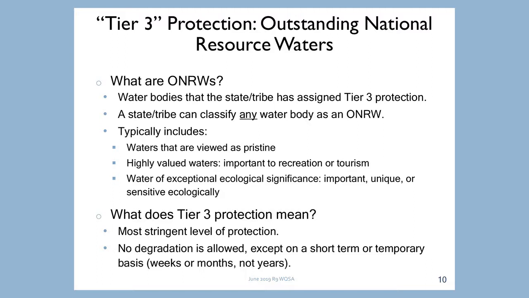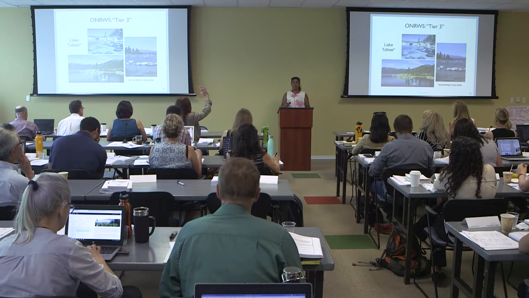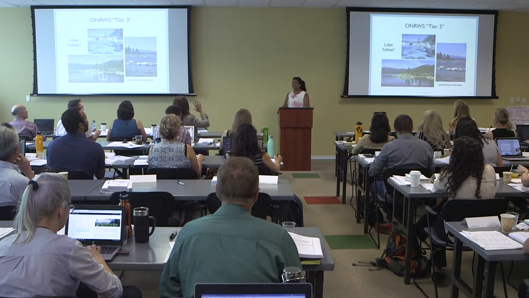What does Tier 3 protection mean? It's the most stringent level of protection. Can't get any more than no degradation. No degradation allowed, except now we do say that you can do short-term or temporary basis. We're talking about weeks and months, not years. Usually this comes into play when there is a public health issue that requires insecticides or pesticides to be applied, something applied for human health, public health type of things. Oh, look, Lake Tahoe.